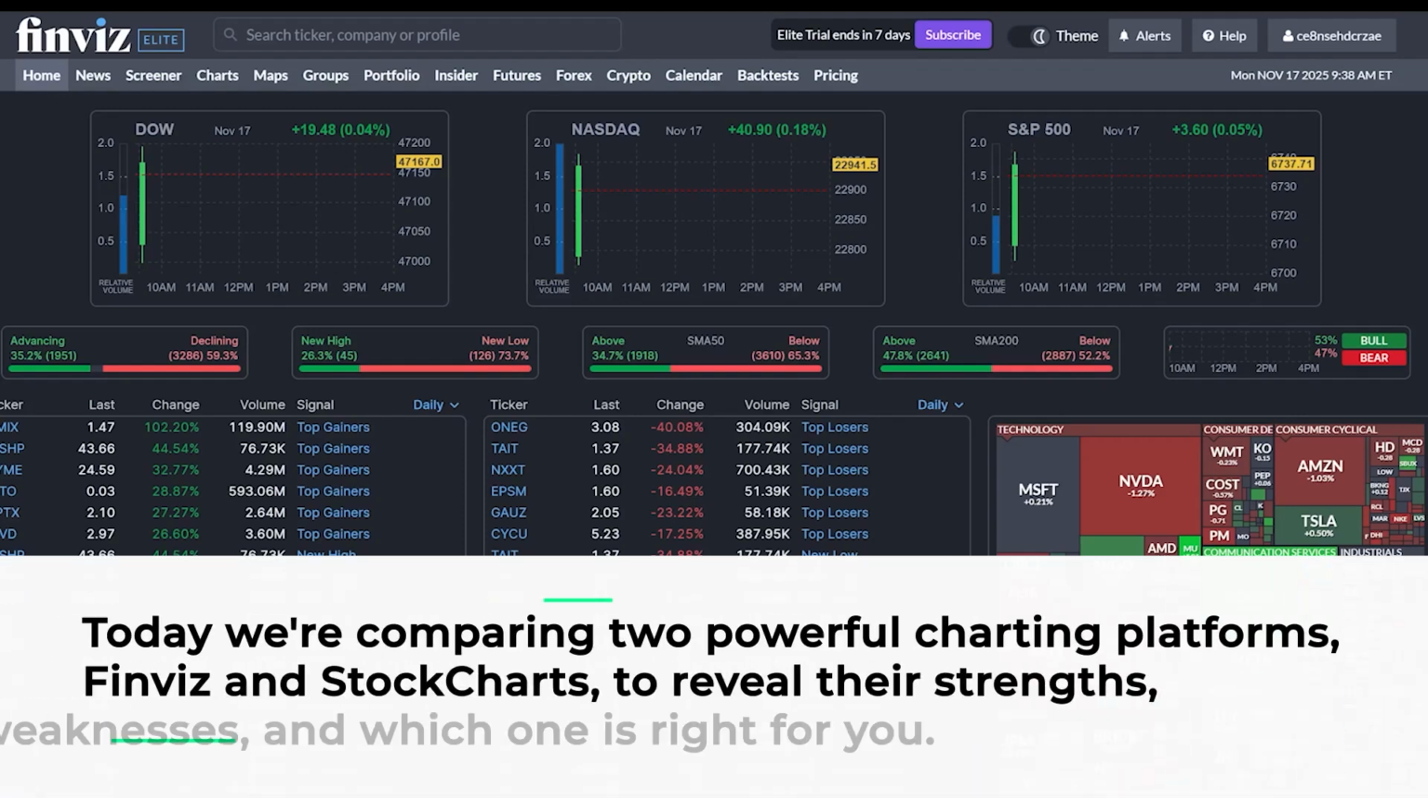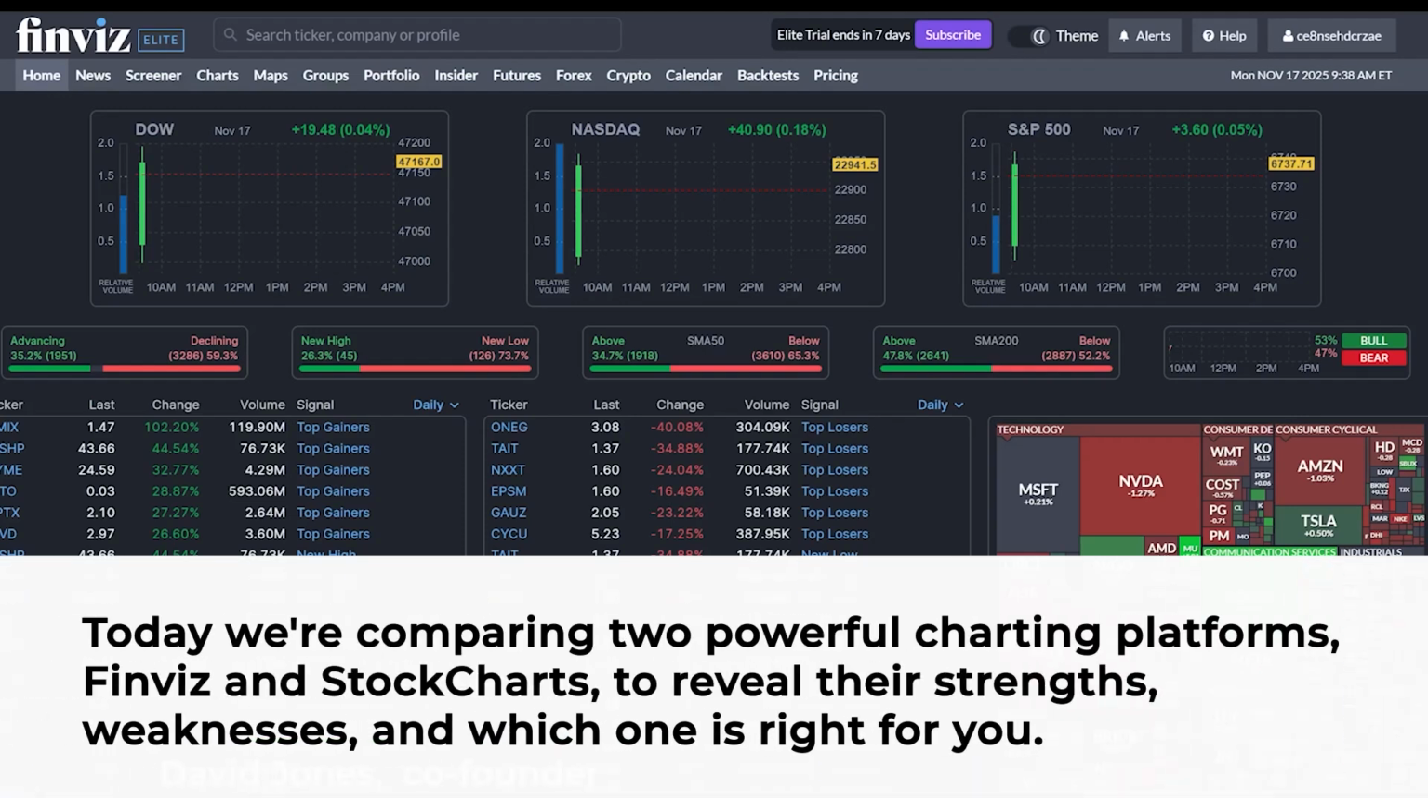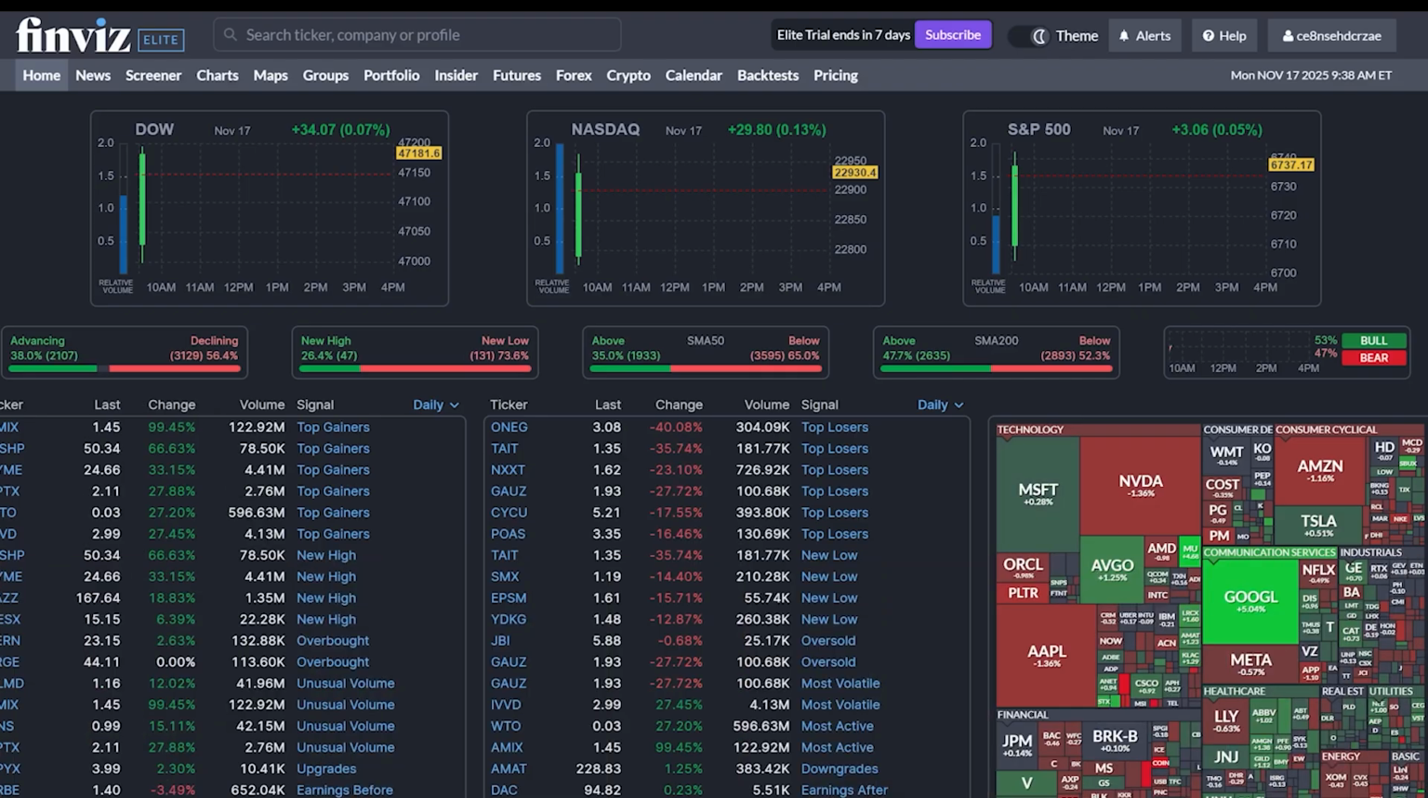Hey everyone, today we're taking a look at two charting and analysis platforms, Finviz and StockCharts.com. These are actually pretty different platforms, I think, with different strengths and weaknesses, and they can actually complement each other really well. So I'm going to take a closer look at Finviz and StockCharts and help you decide which of these platforms is right for you and whether you should be using them together.